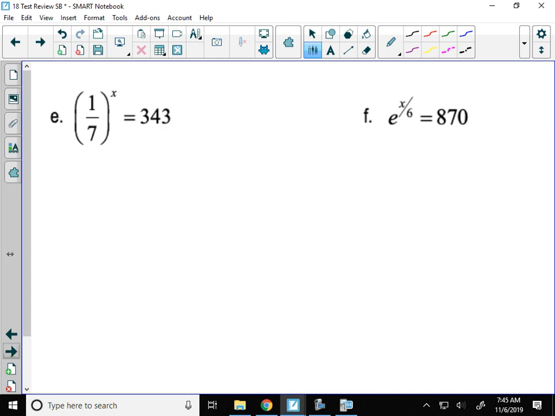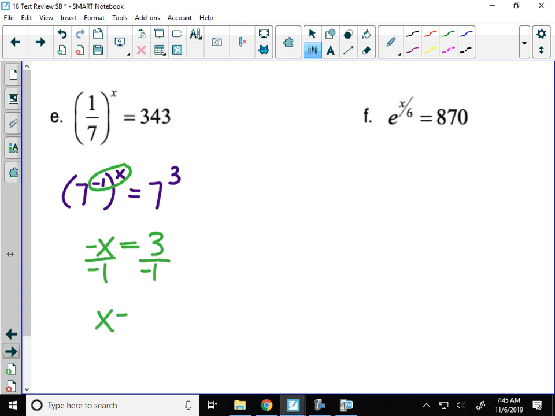Here, if I notice that I can use a common base 7, I rewrite 1 over 7 as 7 to the negative 1, and 343 as 7 cubed. I simplify these exponents here and get negative x equals 3, and then I just divide by negative 1. So my x is negative 3. If I used a logarithm, I would have gotten the same answer.